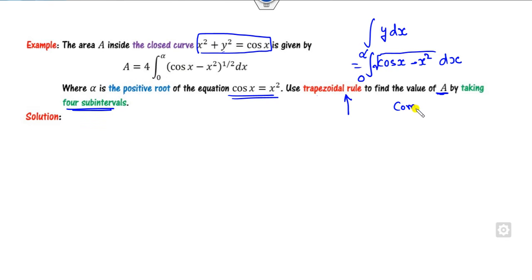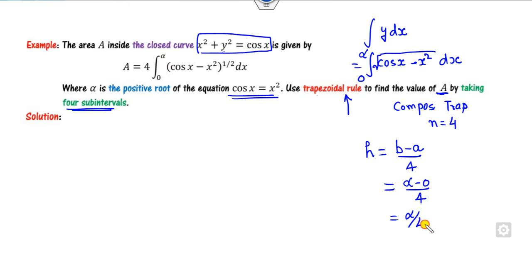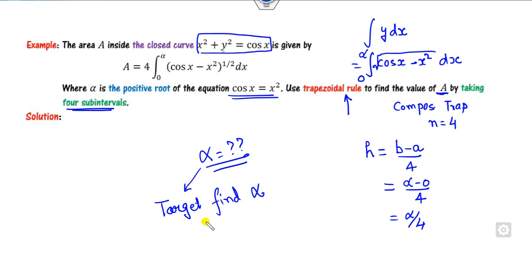That means you are using the composite trapezoidal rule. But the question arises, when you take h, what is the value of h? It is b minus a over 4. What is a, b in this case? It's alpha minus 0 over 4. But what is my alpha? Is it given to you? No. So it means your first target is to find alpha. Fine. How can you find the value of alpha?